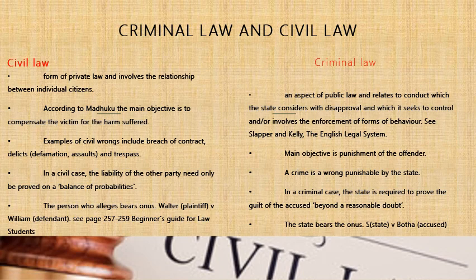Now, the main objective of criminal law is punishment of the offender. A crime is a wrong punishable by the state, and a criminal case would be referred to as State versus whoever the accused is, because the state would be the prosecutor that is prosecuting the accused, representing the state. The state will also be representing the community that has been wronged by whatever social misdeed has been done by the accused. Now, let's continue on.